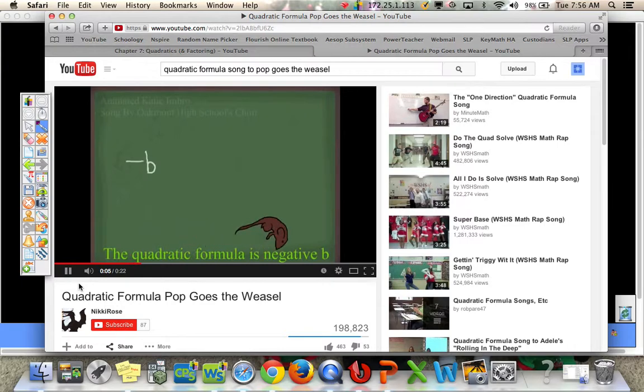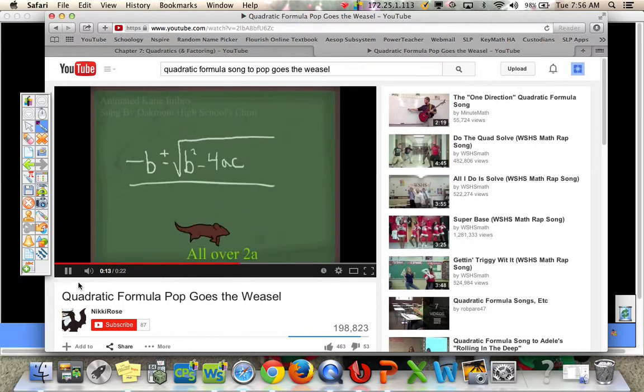The quadratic formula is negative b plus or minus the square root of b squared minus 4ac all over 2a.